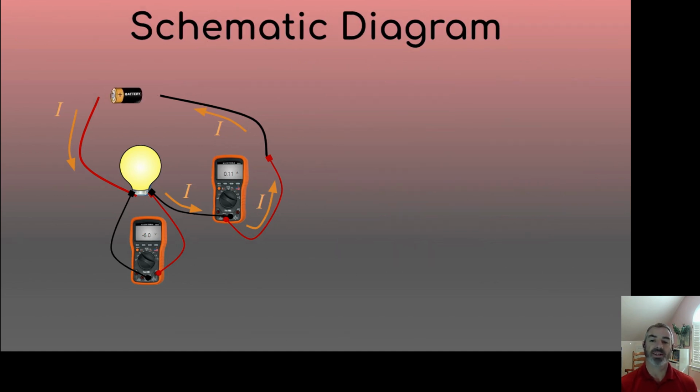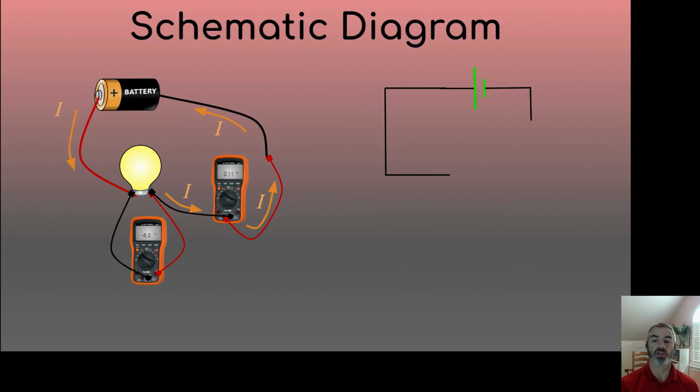So drawing a schematic diagram, we know batteries are a long line and a short line, the long side representing the positive end of the battery. And a light bulb is just a circle with a squiggly line inside to represent the bulb. An ammeter, we're going to represent with a circle with an A in it, so we know that it's an ammeter, and that's set up in series. And a voltmeter, we're going to hook up in parallel with that resistor. It's just going to be a circle with a V in it, so we know that it's a voltmeter.